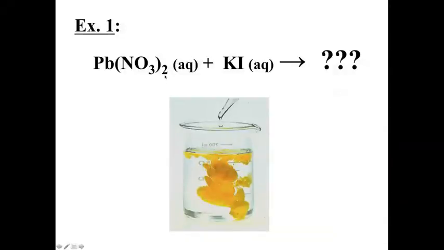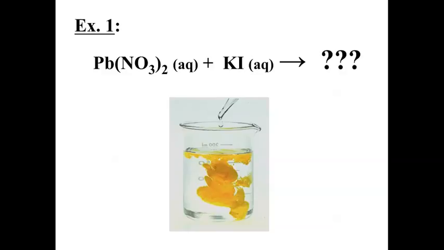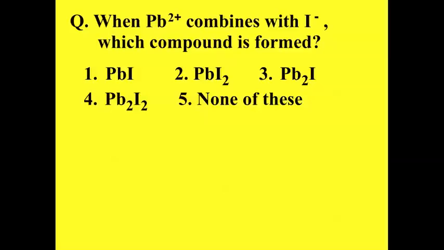So this is example 1. For starters, we have lead(II) nitrate aqueous. We're combining it with potassium iodide aqueous, and it makes some thick, cloudy yellow stuff. And the question is, what is that? And what, if anything, might the other product or products be?